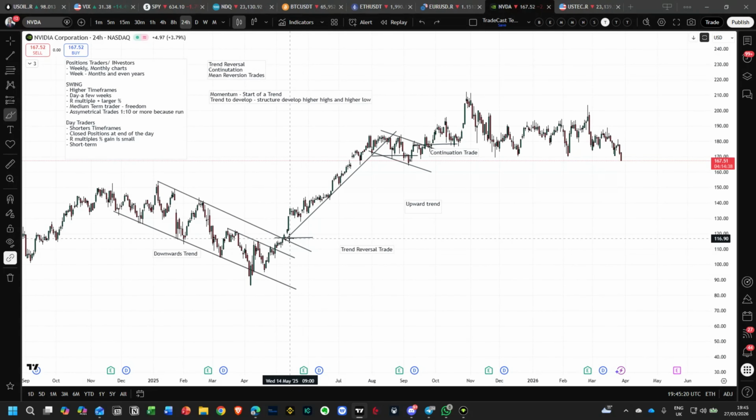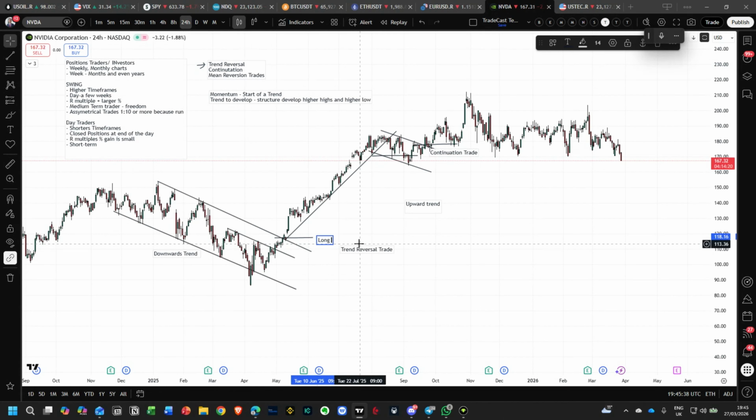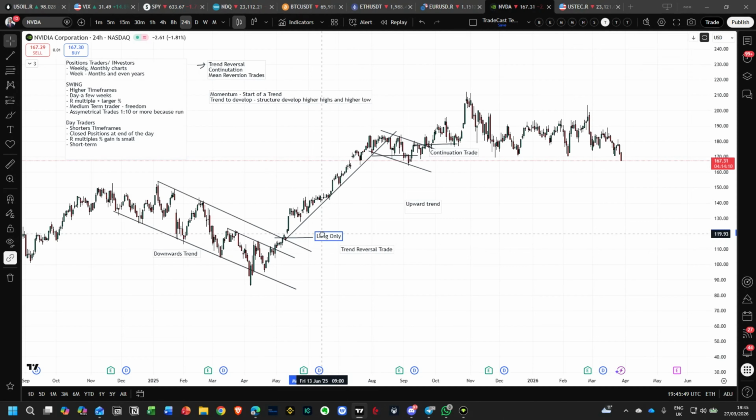Now, when we've entered on this trend reversal, what we need to do is we need to follow the trend. Okay, now we have what I would call a long only direction of our trades. And this is what we should only be looking to trade. Okay. This from this pivot point here is long only.